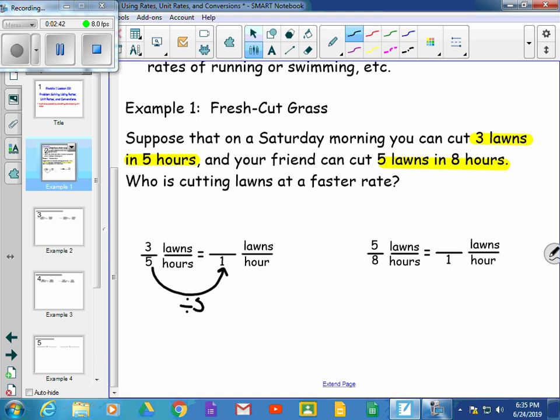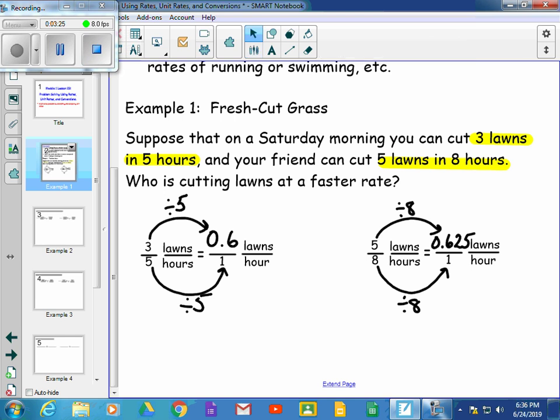We have to divide the 5 by 5 to get to 1, and therefore we need to divide the 3 by 5 as well. That's going to give us a number that's smaller than 1. If you use your calculator, you find that it's 0.6. Now your friend, 5 lawns in 8 hours, we want to know how much for 1 hour. So we're going to divide that 8 hours by 8 to get 1, and then 5 lawns by 8. And that'll also give us a number that's smaller than 1. If you use the calculator, it gets you 0.625.